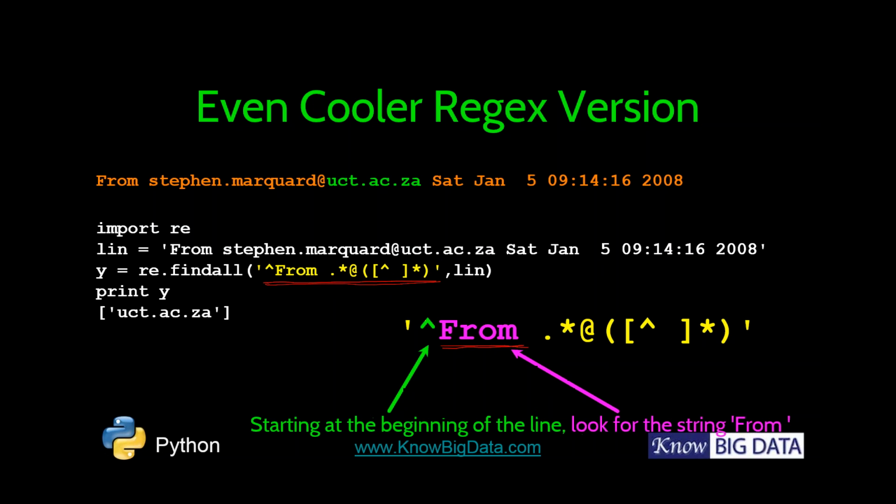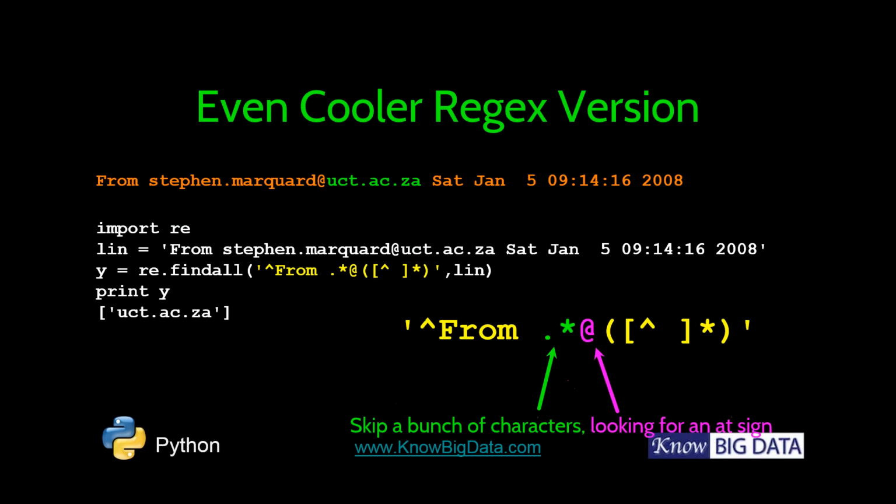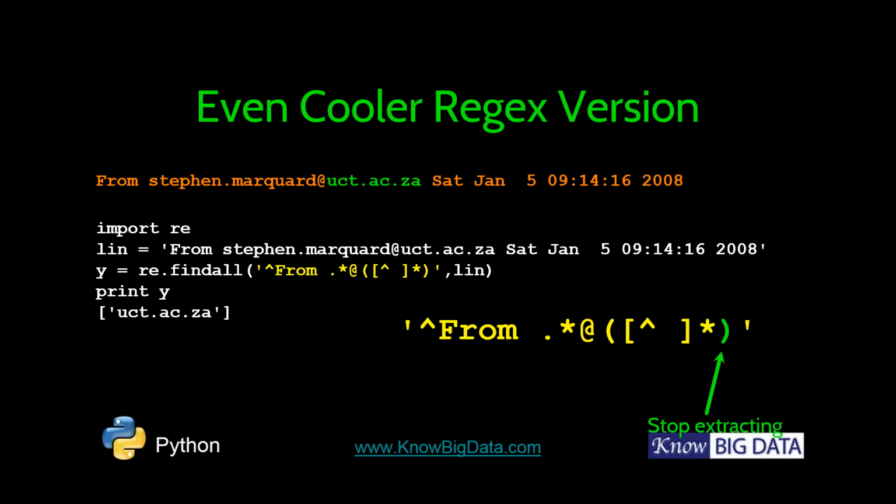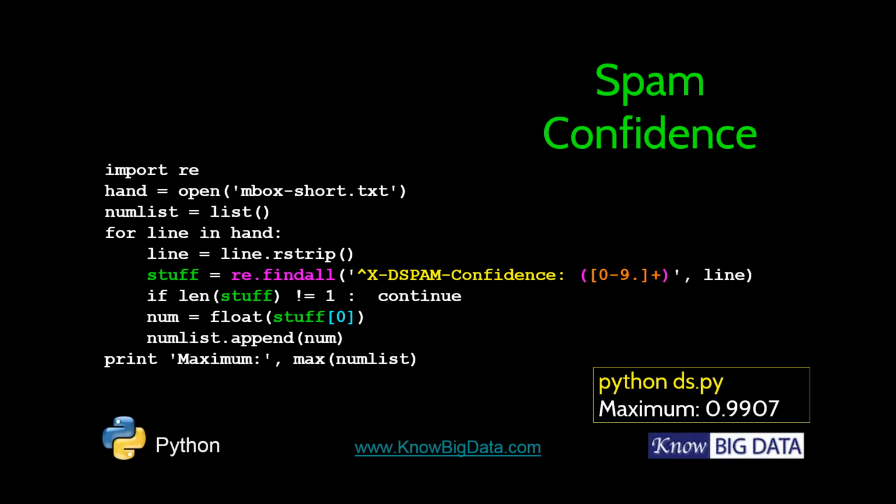This is again the same explanation. We're going to start at the beginning of the line, look for the string from, skip a bunch of characters, look for an at sign, start extracting. The starting parenthesis is for start extracting. Then what to extract? Any string which matches this pattern. And then stop extracting; the end of the parenthesis is for stop extracting. What does this program do? Have a look at this.